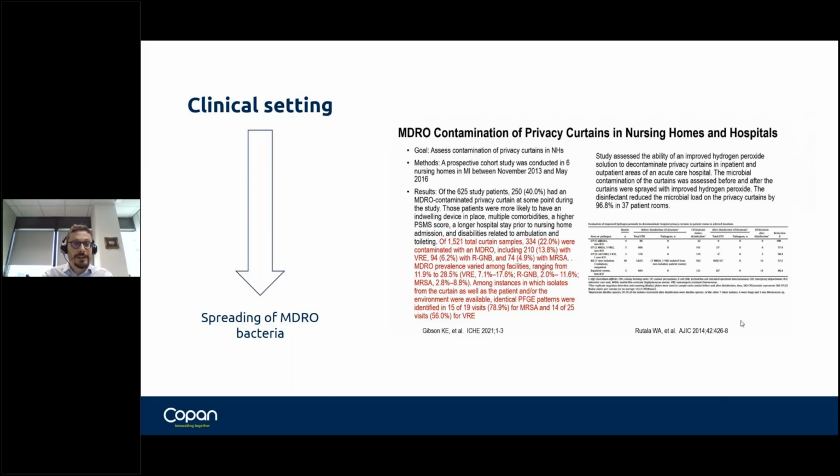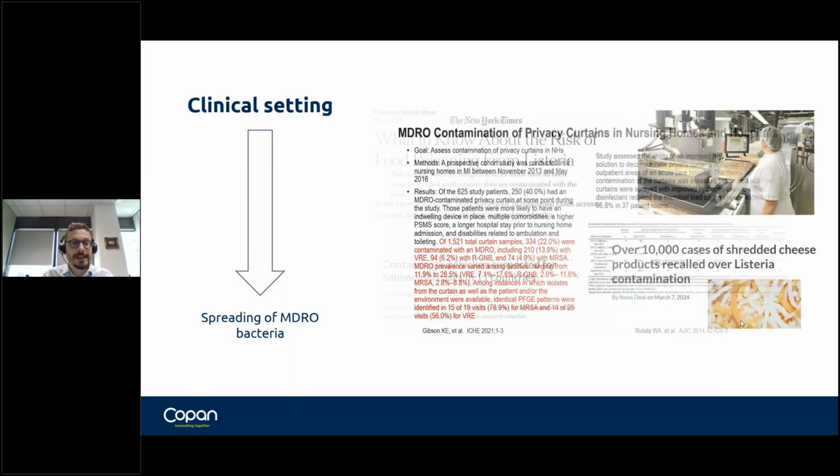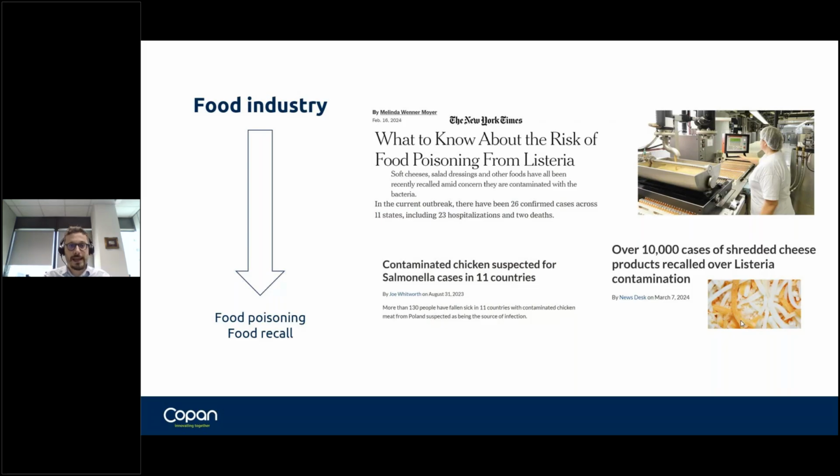That's just an example from the clinical setting, but we can go through many different types of threat, like in the food industry. If, for example, poisoning bacteria or harmful pathogens are present on the surface, they can spread and contaminate the whole production of the day or the batch. This can lead to food poisoning of the people who are going to eat it, or a food recall with an extremely high cost in terms of management.